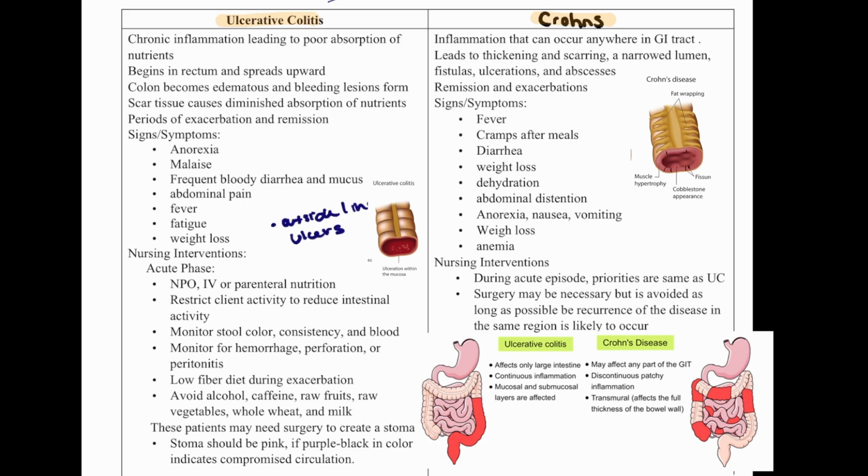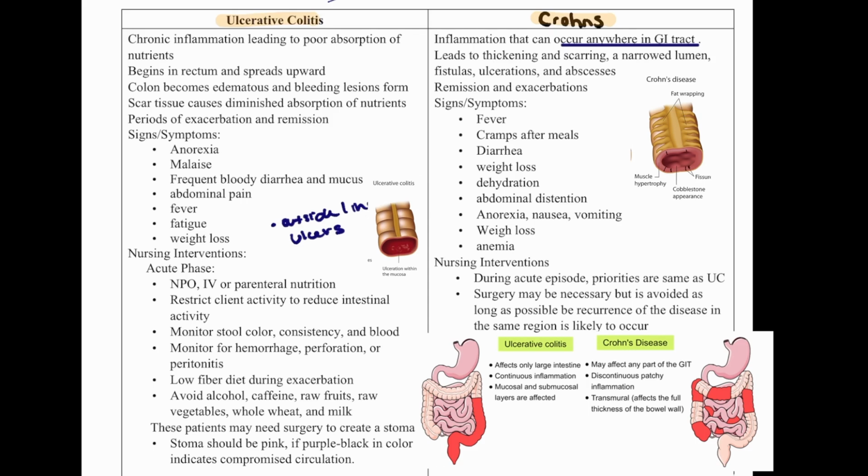When it comes to Crohn's, this inflammation can occur anywhere in the GI tract. With ulcerative colitis, it's just the outside lining. Crohn's can go all the way through. These ulcerations can create fistulas because it can involve the entire membrane of the intestines. This leads to thickening and scarring, a narrowed lumen, fistulas, ulcerations, and abscess.